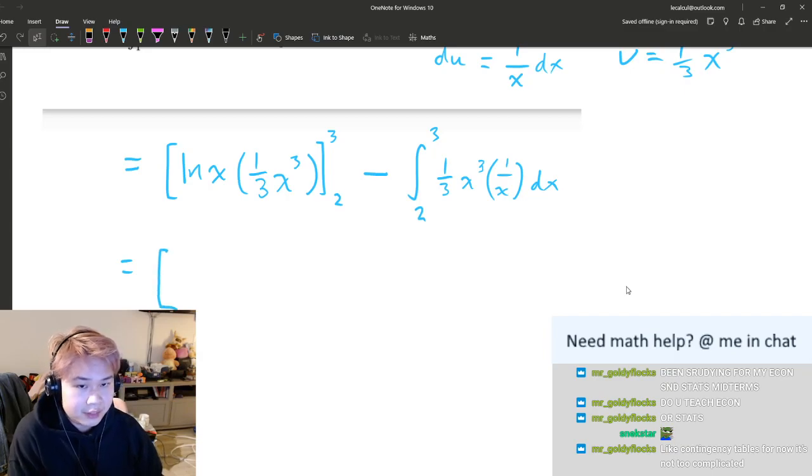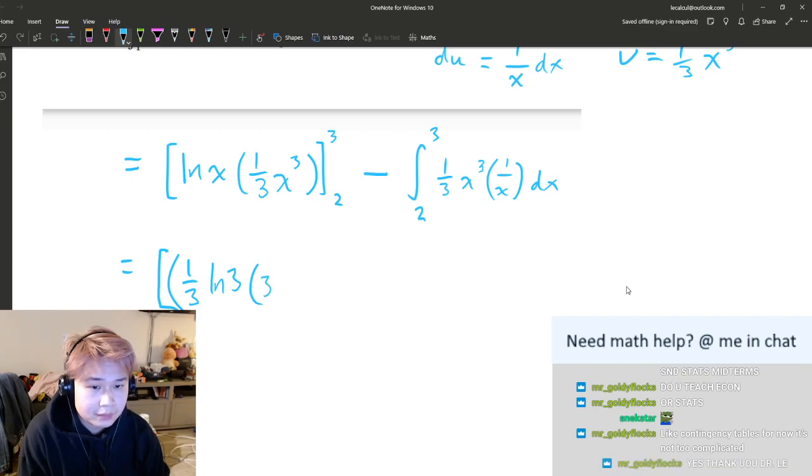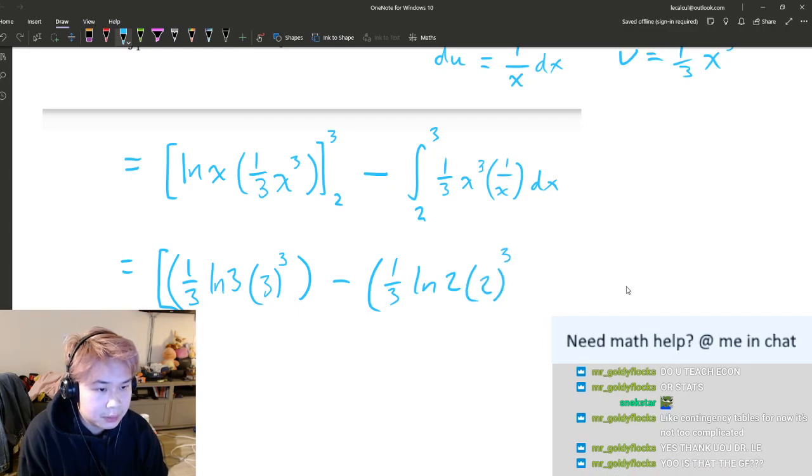Okay, so let's evaluate this part. So 1/3, I'm going to do it like this. Natural log of 3 times... I'm just going to plug everything in and then deal with this later. Natural log of 2 times 2 cubed.